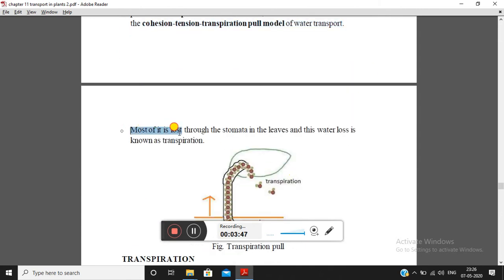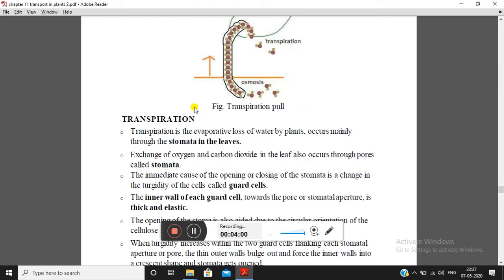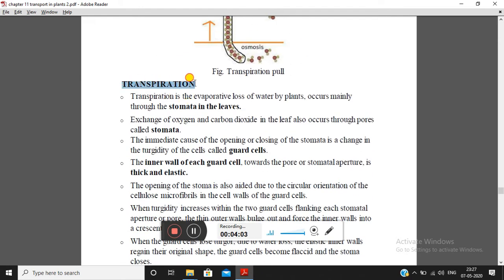Most of the water gets lost through the stomata which are present in the leaves, and this water loss is known as transpirational loss or transpiration. Now, what do you mean by the transpiration process, or what exactly is transpiration? Basically, transpiration is the evaporative loss of water by the plants. Water gets lost to the atmosphere by the process of evaporation, and it occurs mainly through the stomata which are present in the leaves.